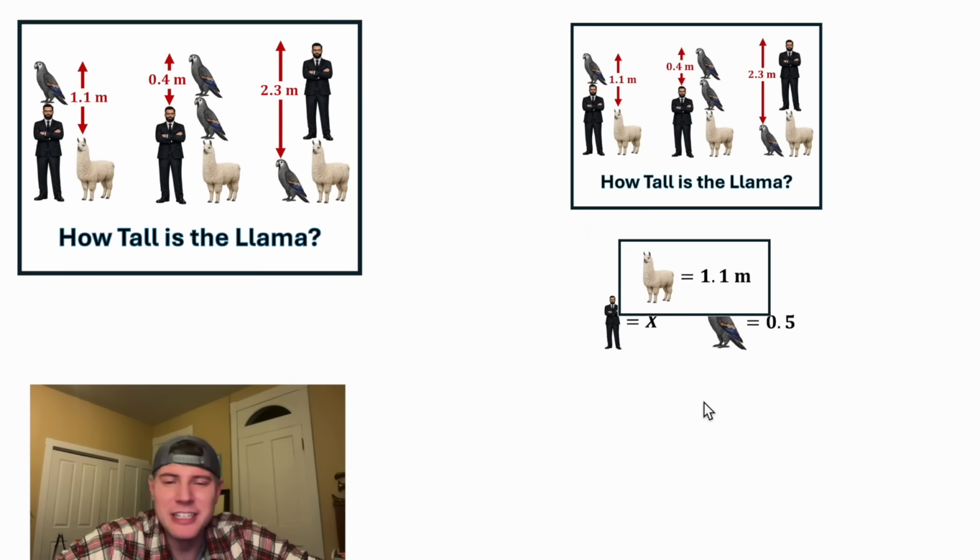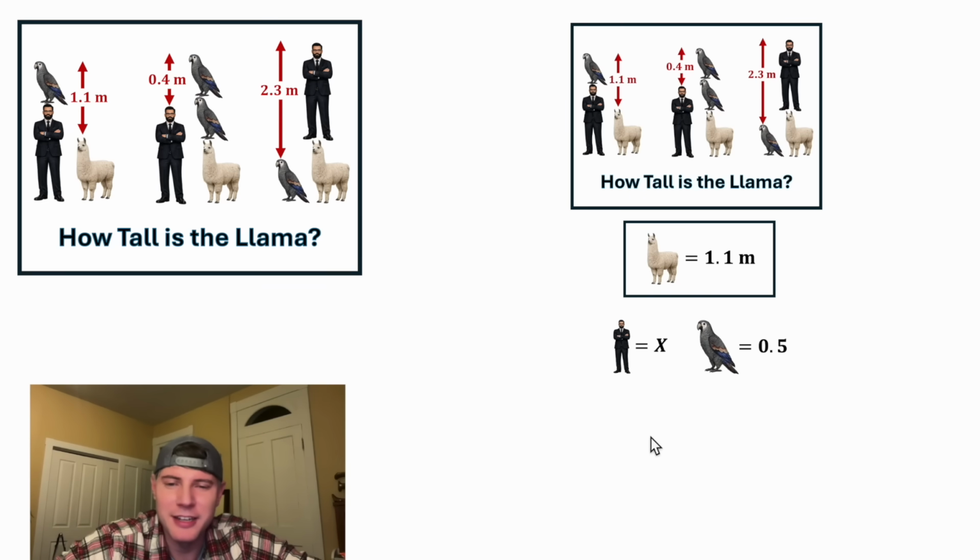And now we're technically done, but I feel weird not finding the height of this character. Now let's go back to this original picture, but we now know that the parrot is equal to 0.5 and the llama is equal to 1.1. So we can say x plus 0.5 is equal to 1.1 plus 1.1. On the right-hand side, 1.1 plus 1.1 is equal to 2.2, and then we can subtract 0.5 from both sides. On the left-hand side, we'll be left with x, and on the right-hand side, 2.2 minus 0.5 is equal to 1.7. So this character is equal to 1.7.